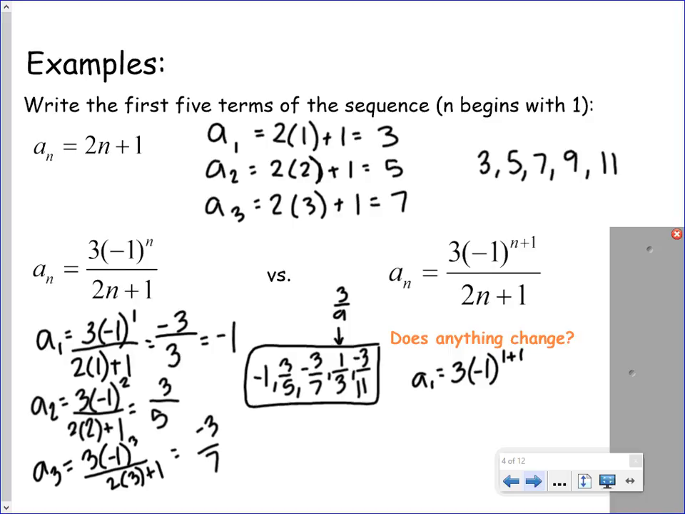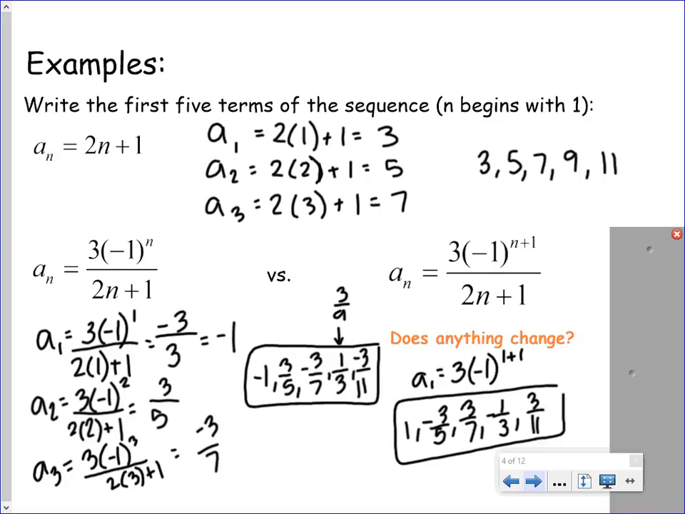Okay, so this is going to be 3 times -1 squared, which is going to be positive 1 times 3, so we're going to get 3 over 3, or positive 1. So the new sequence would be 1, -3/5, positive 3/7, -1/3, and positive 3/11. So does anything change? The signs change.